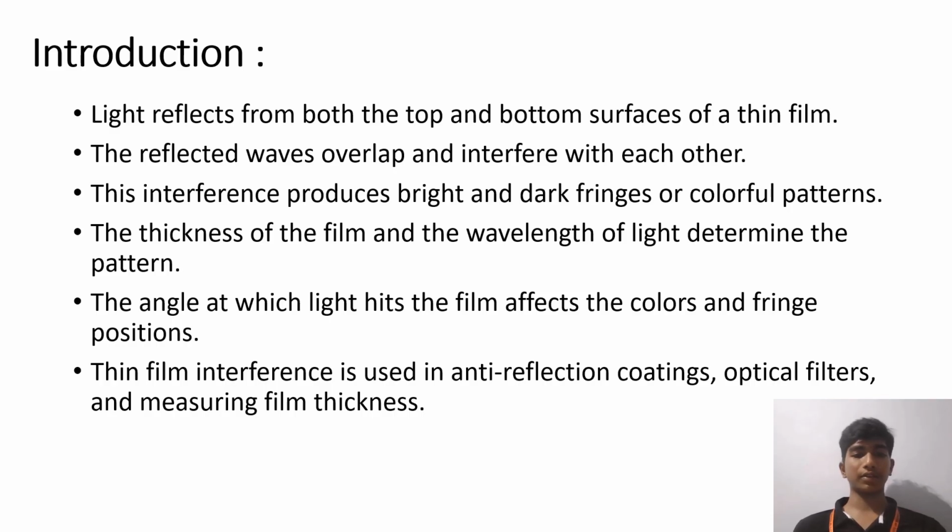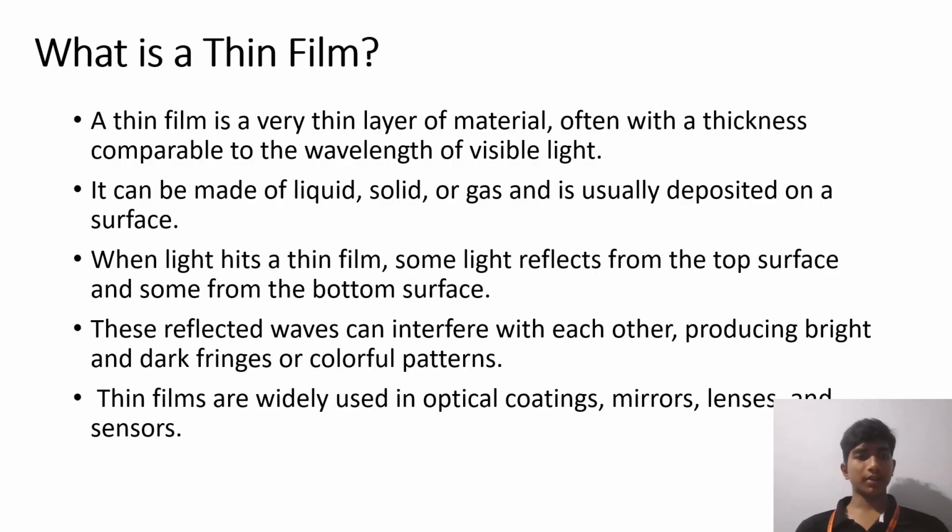Thin film interference is used in anti-reflection coatings, optical filters, and measuring film thickness. Let us discuss what is a thin film. A thin film is a very thin layer of material, often with a thickness comparable to the wavelength of visible light. It can be made of liquid, solid, or gas and is usually deposited on a surface.